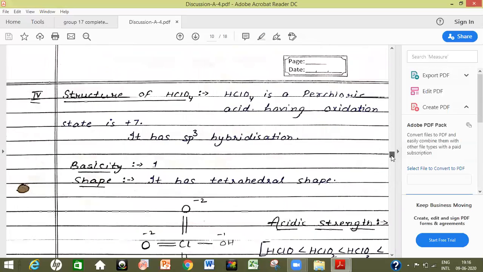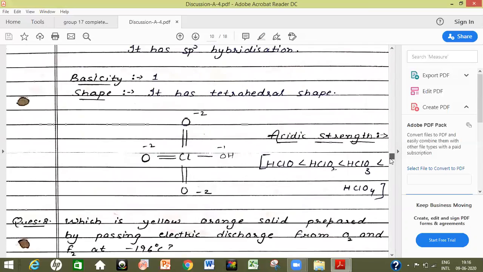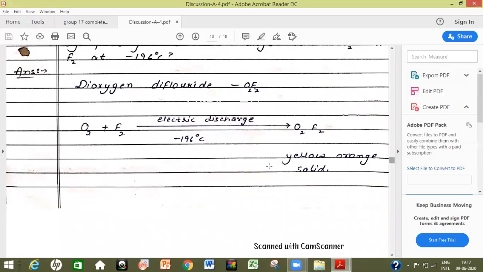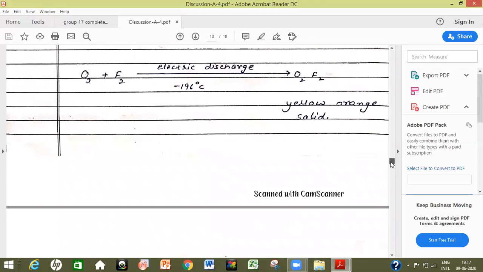You can refer here also or the video which I have uploaded, which is a yellow-orange solid prepared by passing electric discharge through O2 and F2. So this is a simple reaction for the formation of O2F2, which is done under these conditions. This is an important reaction, so you will have to memorize it like this.